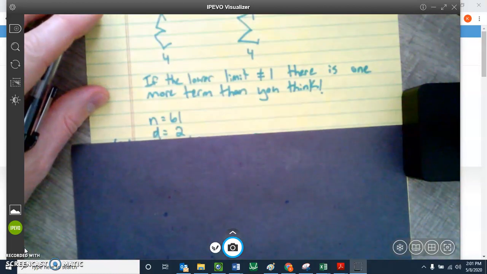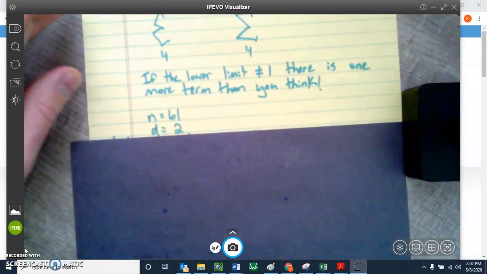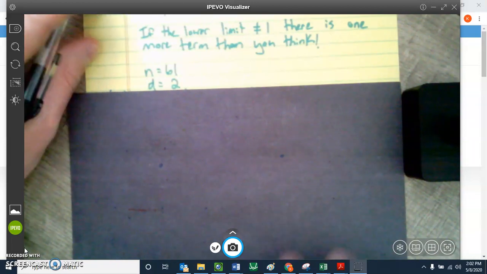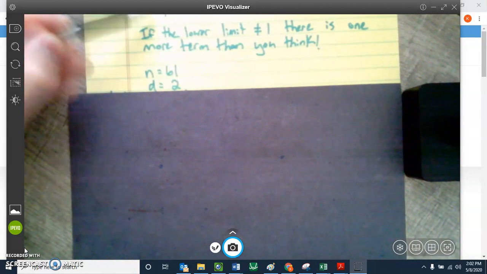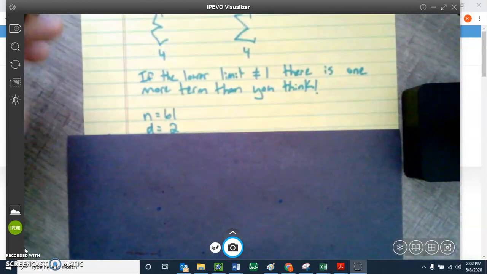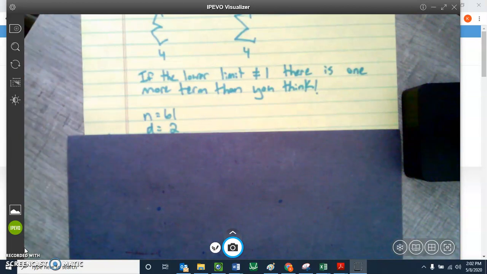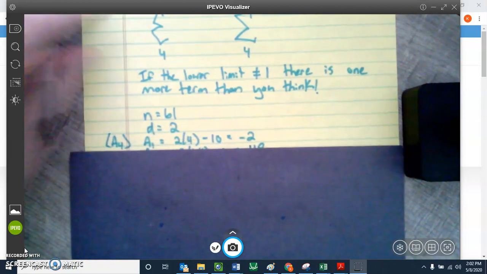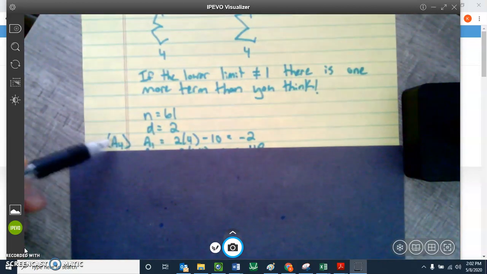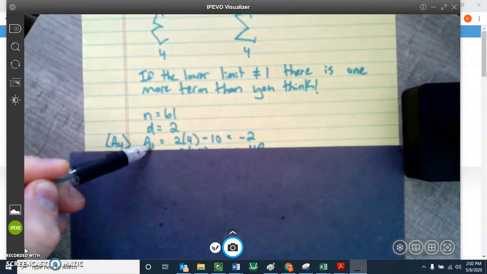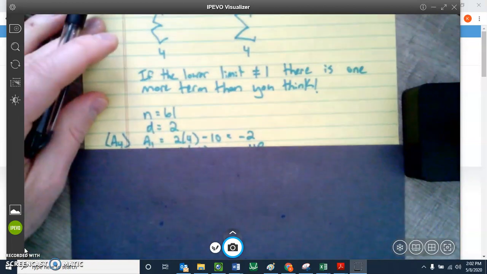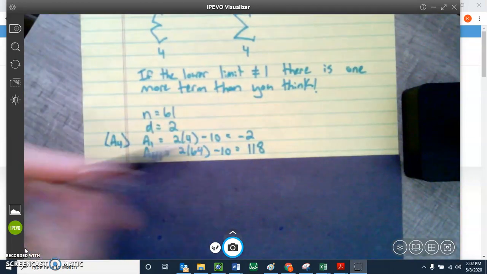The common difference is 2, if you want to use that other version. To find the first term of our specific sequence, we're plugging in the lower limit of summation. I know it's the first term of the sequence, so you want to think plug in a 1, but it's not. We're going to plug in whatever the lower limit of summation is. So I'm actually finding the fourth term of the actual sequence. It is the first term for what we're adding together. I plug in the lower one, I get negative 2. I plug in the upper one, I get 118.